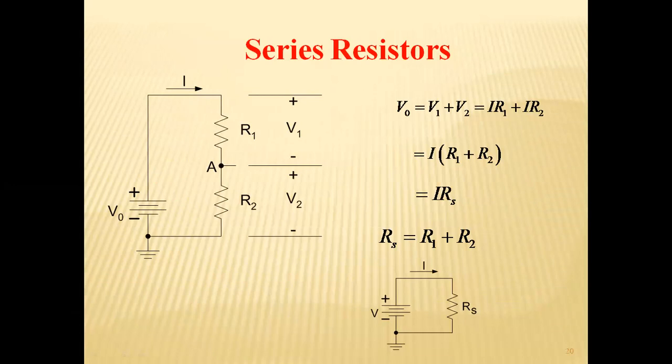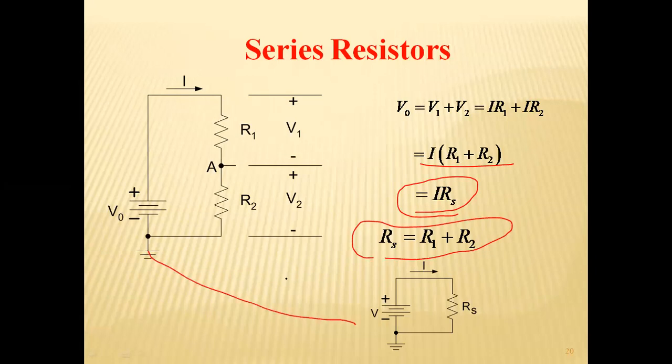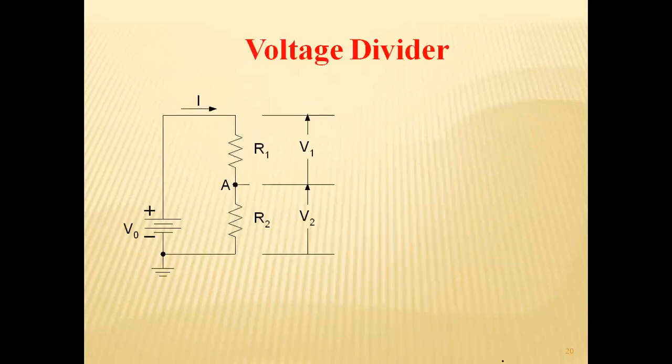IR1 plus IR2, and accordingly we can write I times (R1 plus R2), which we call RS. RS is equal to R1 plus R2. So this is the modified expression, having the total resistance RS and the source voltage. This is the general circuit diagram and the expression for circuit elements connected in series.